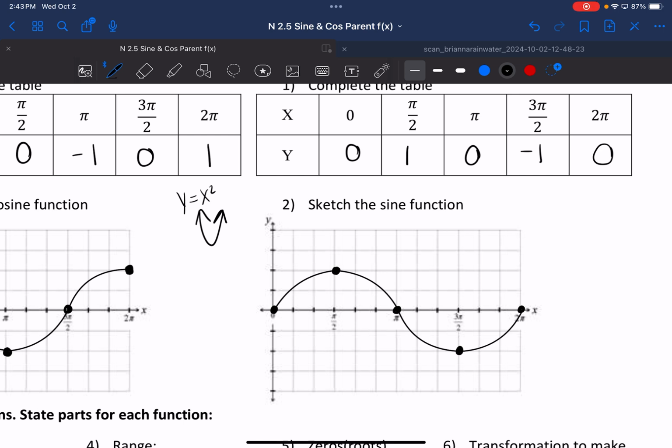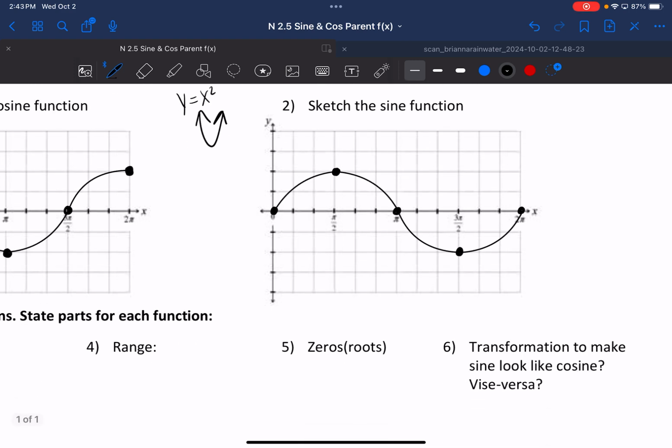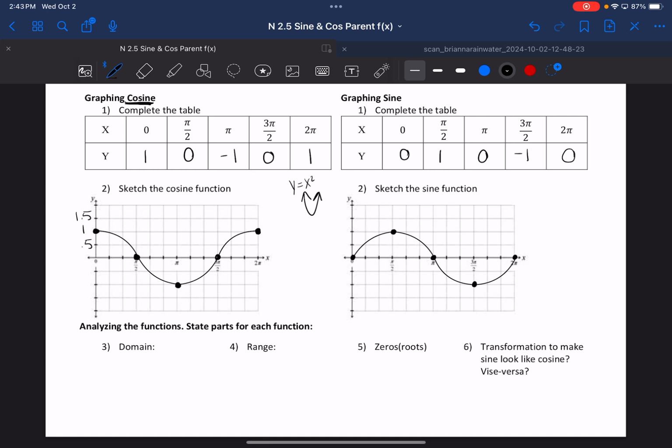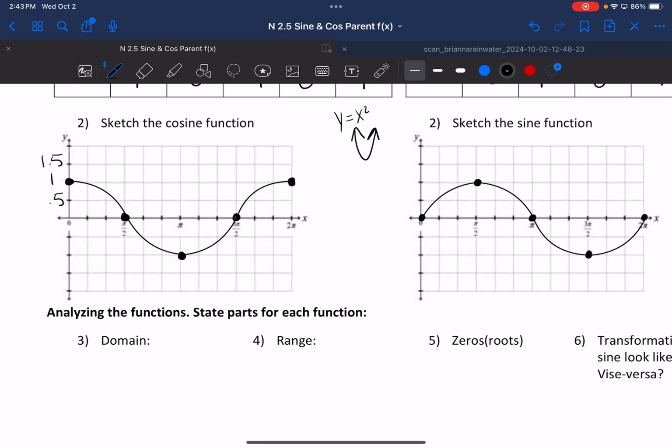So now that I have a sketch of these two functions, they ask us a few questions here at the bottom. It says that we need to go in and state the domain, range, zeros, or roots, and talk about what the transformation would look like between these two. Okay, so we're supposed to do this for each function. So let's start with cosine, the one that we graphed first.